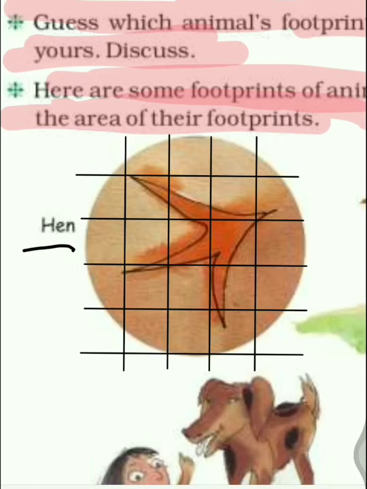Okay, first of all we will try to find out hen's footprint. Okay, we will find out its area, but it will be approximately, not sure. So for this one, this box is more than half filled. So we will write over here 1. Clear? This is half, so 1/2. We are not going to do it by method, as this is not sure measurements. Okay, it is approximately 1/2.